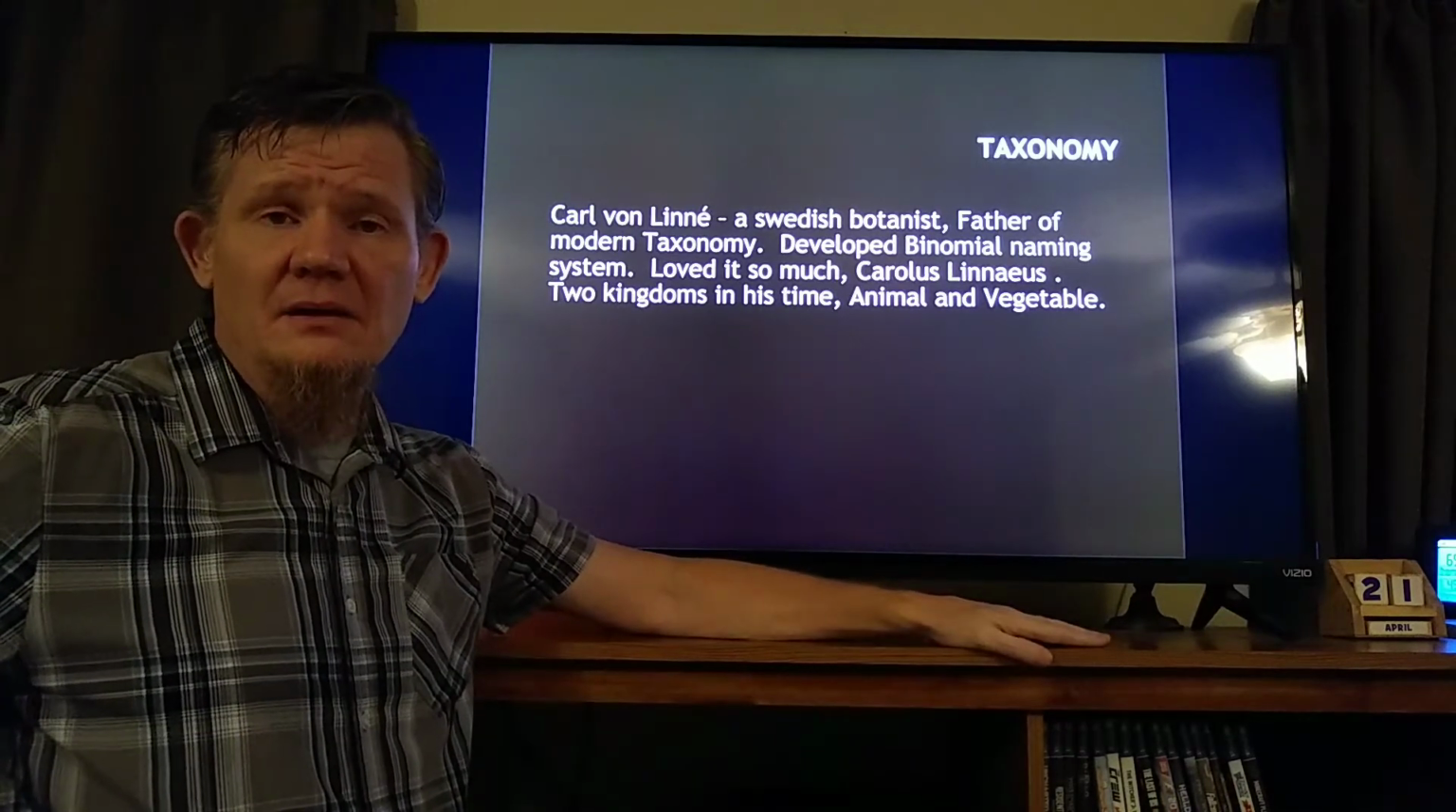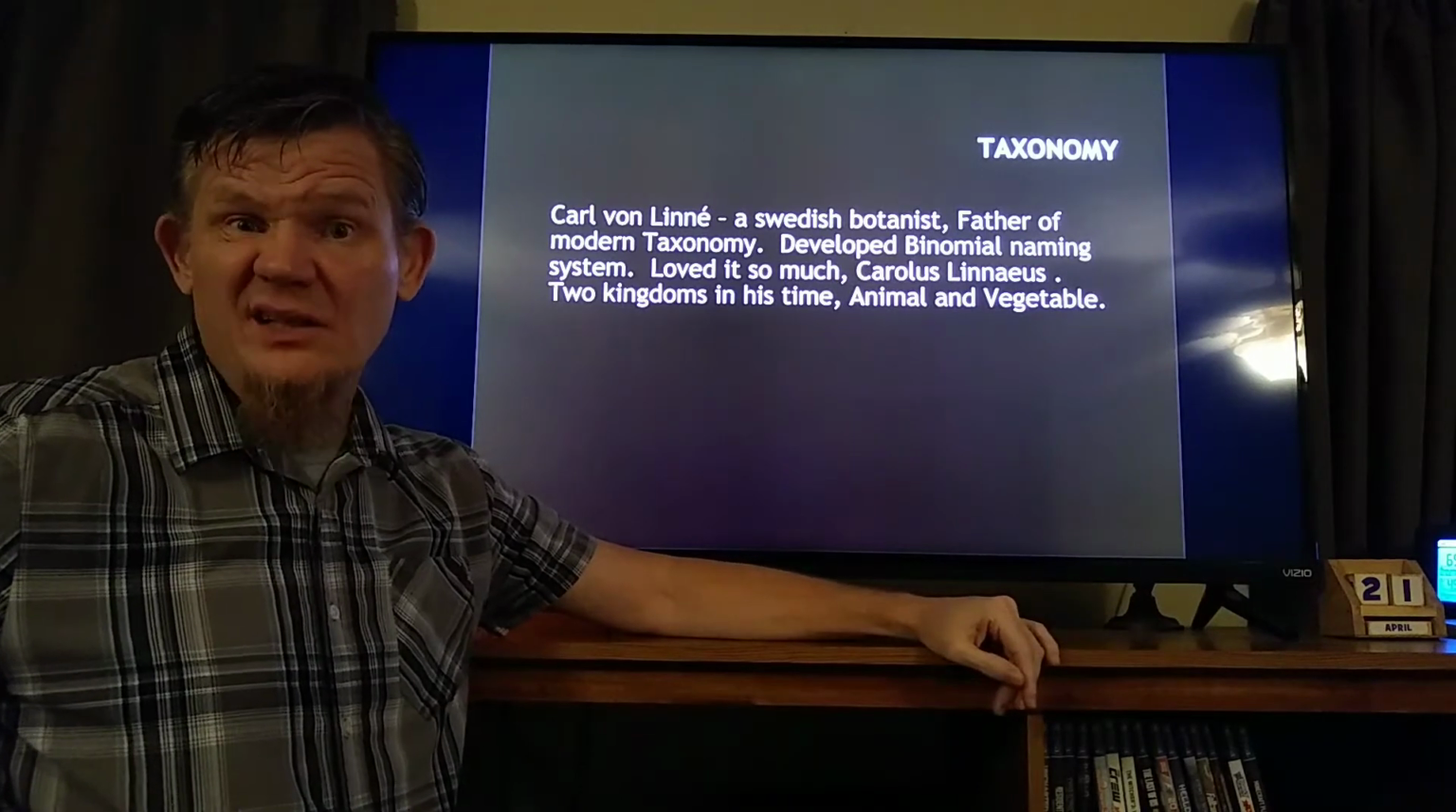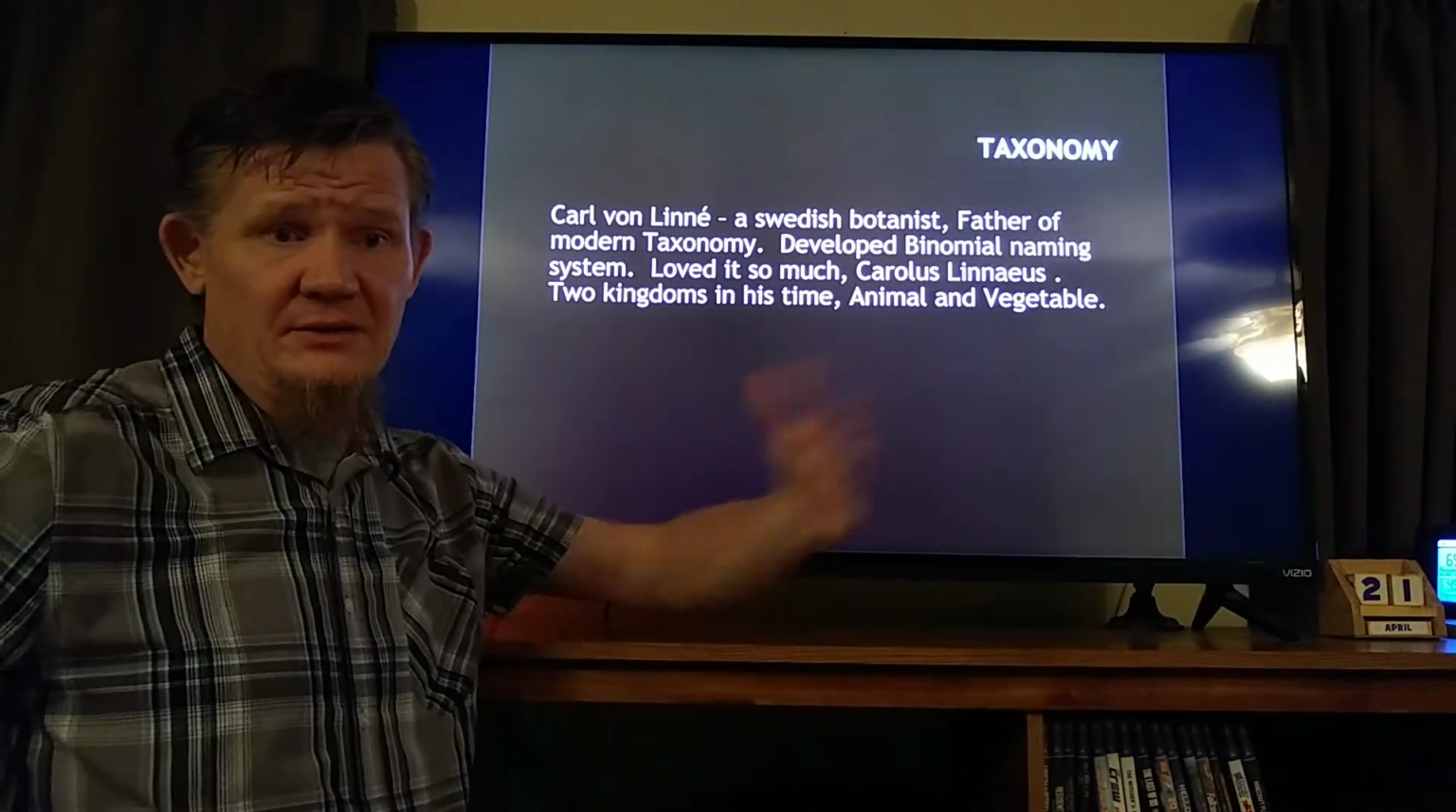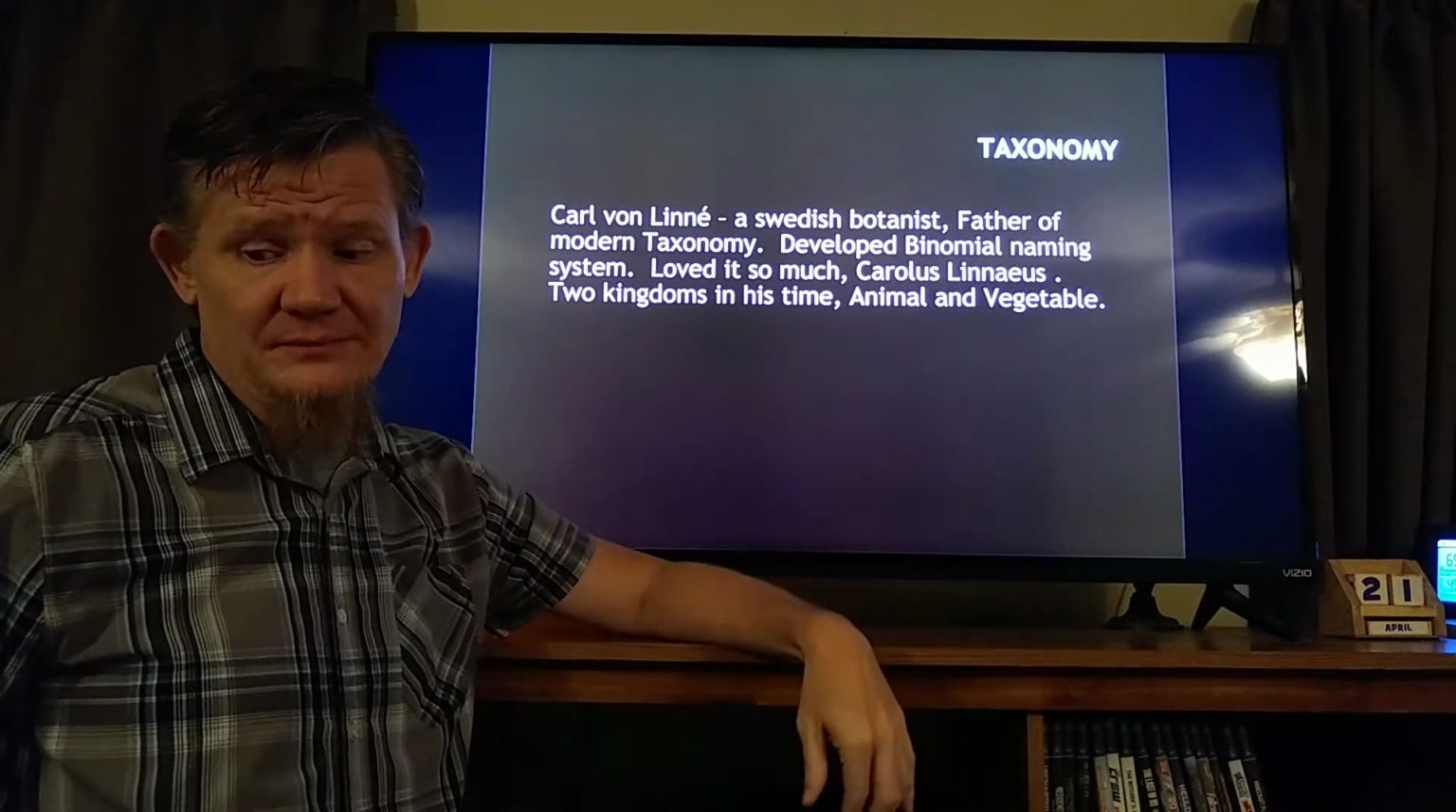At the time of Linnaeus, there were only two kingdoms. Every living thing fit into one of two kingdoms. It was either a plant or an animal. Kingdom Plantae, Kingdom Animalia, animal and vegetable.